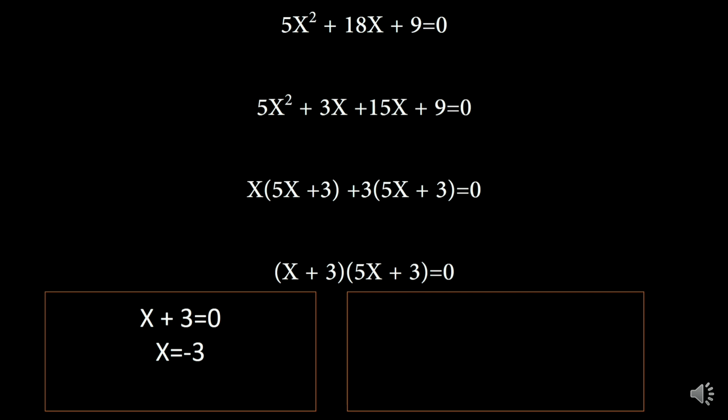Then for the second one, 5x plus 3 is equal to 0. So 5x is equal to minus 3, then x is equal to minus 3 over 5. So I can say that my values for x in this case are minus 3 and minus 3 over 5. Okay, that is all for this question.